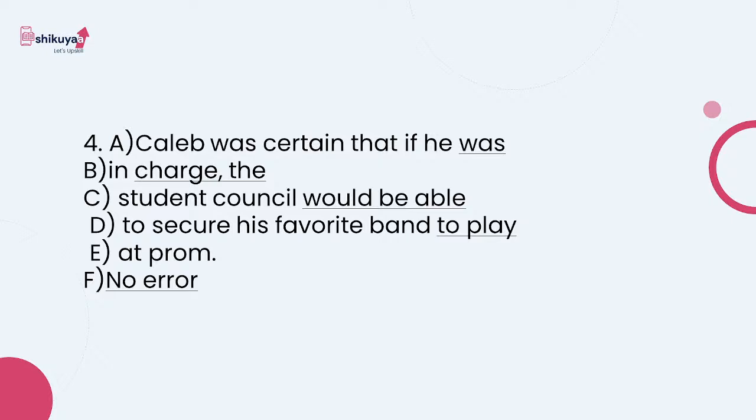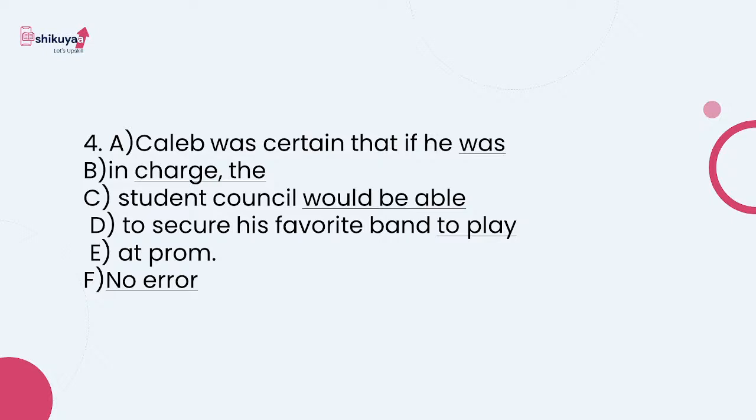So Caleb was certain that if he was in charge, the student council would be able to secure his favorite band to play at, you can say, program. Okay, and let's understand the parts of the sentence. Part A, Caleb was certain that if he was. Part B, in charge the. Part C, student council would be able. Part D, to secure his favorite band to play. And part E, at program.